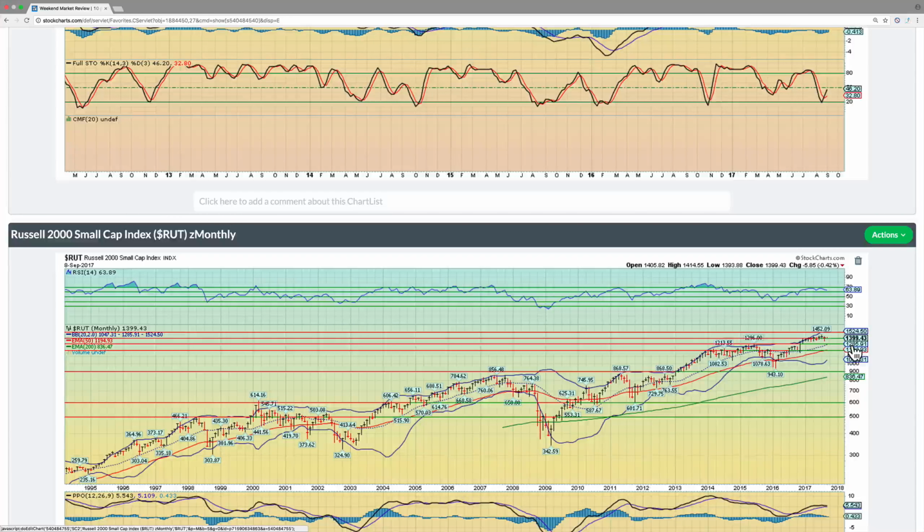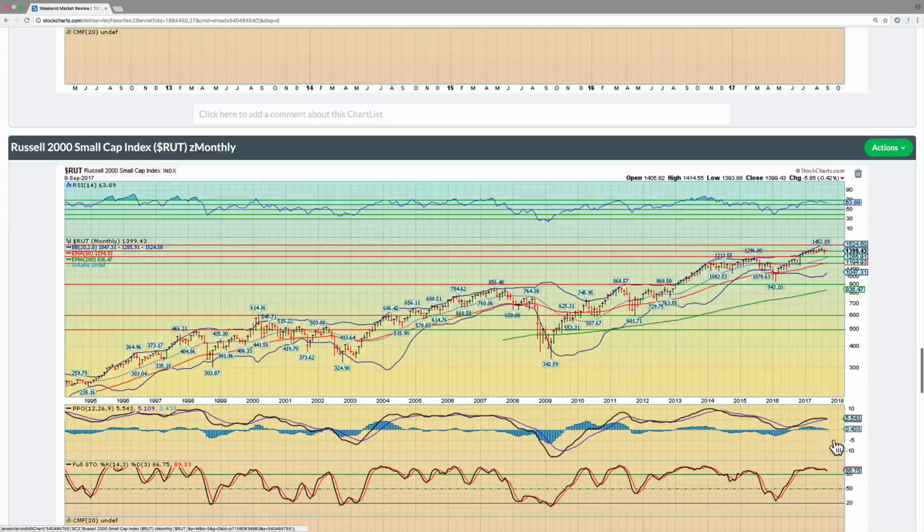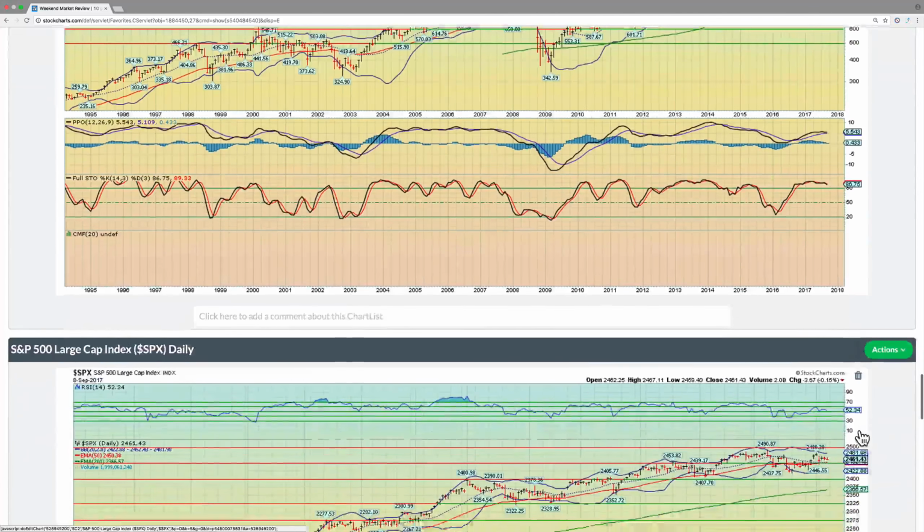And the Russell monthly, similar price action where previous highs in RSI have not been able to be taken out, and so now we're creating kind of this rounding top formation right below that 70 on the monthly RSI. So we're creating lower RSI and higher prices, and that's a negative divergence that's being developed. Be very, very cognizant of what's happening over here on the monthly MACD. If that breaks below zero, look out below.